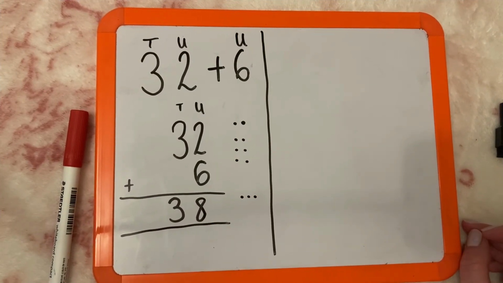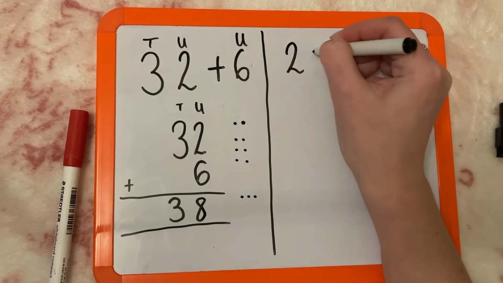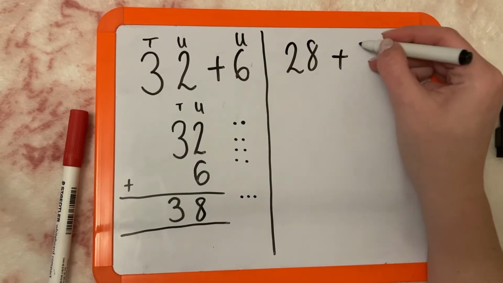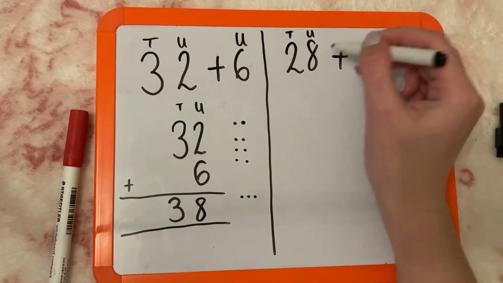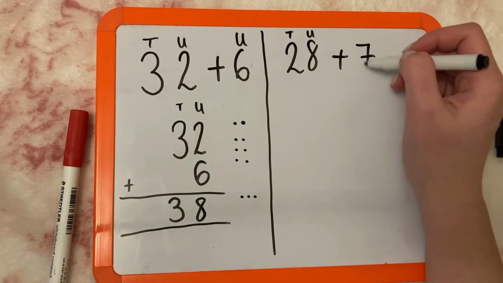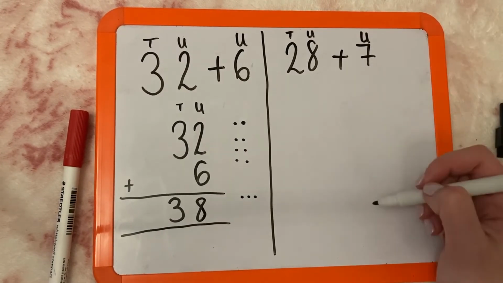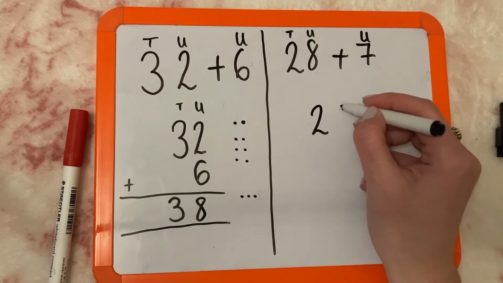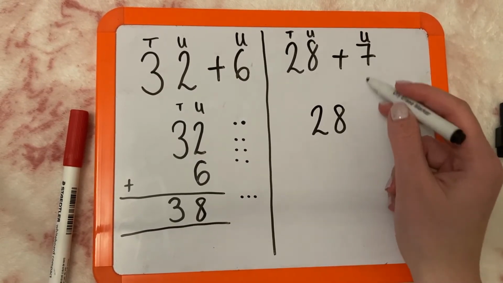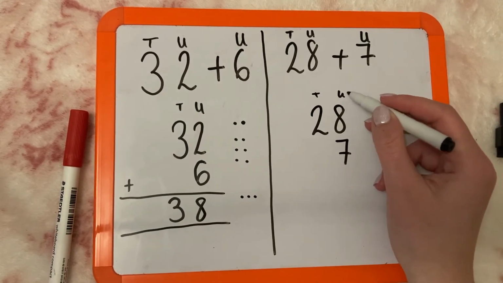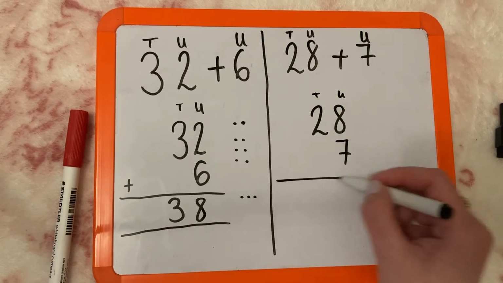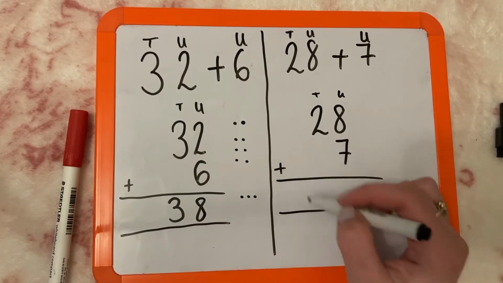Okay, so next example. This one's going to be a little bit trickier because you're going to have to carry a number, but we'll explain as we go through. So 28 add 7, okay? Remember, if you need to, you can label them tens and units, and then because this is a 1-digit number, it's on its own, this is also in the units column. So 28, and then remember tens and units, add in the 7. It's going underneath there because it's in the units column, okay? There you go, put a little plus to remind myself.